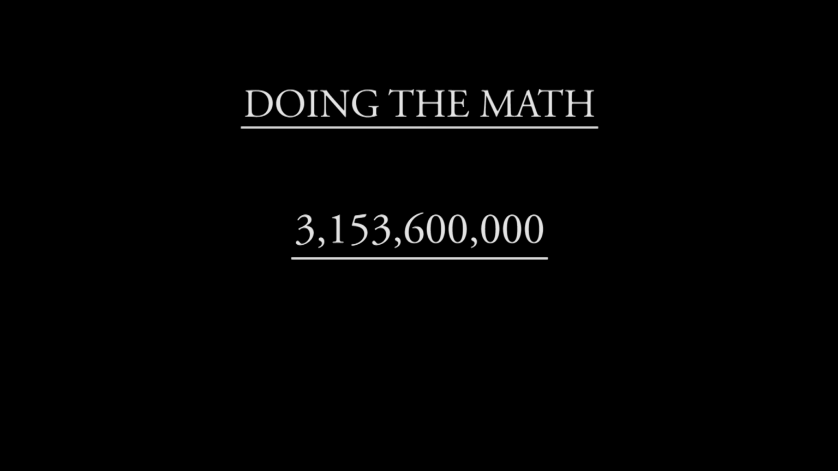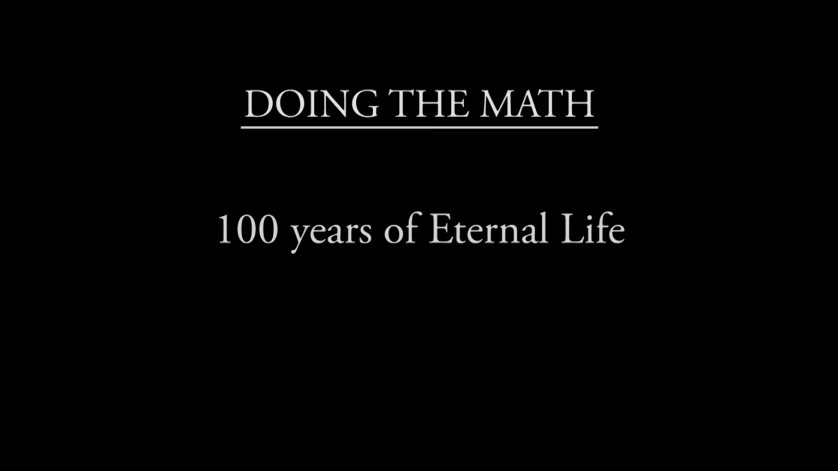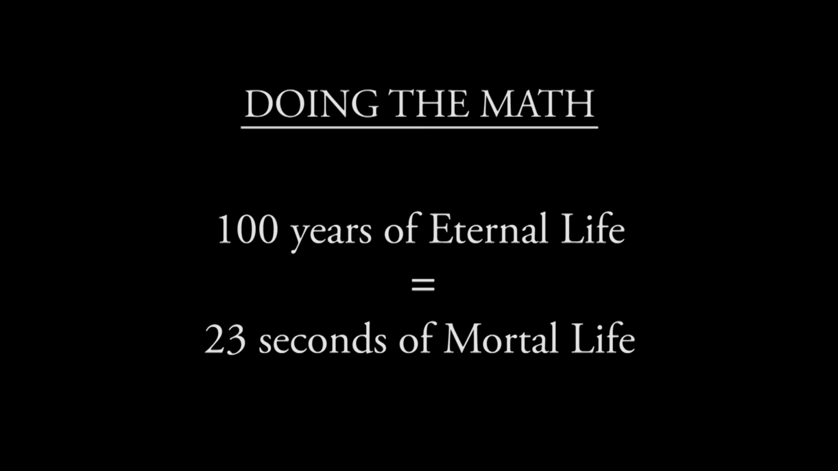Next, we divide 3,153,600,000 seconds by 137 million, which is the number of 100-year units of eternal life. And we calculate that for 100 years of eternal life, there is almost exactly 23 seconds of mortal life. So whether we experienced 100% pleasure or 100% suffering in our mortal life, or something somewhere in between, the total of our mortal life is no more than 23 seconds for each 100 years of eternal life.